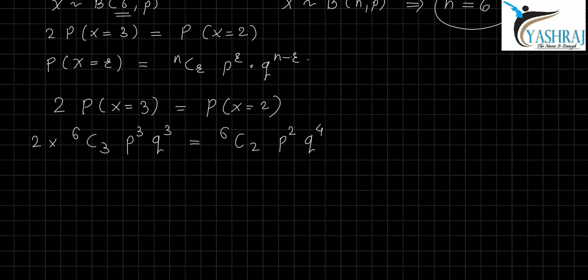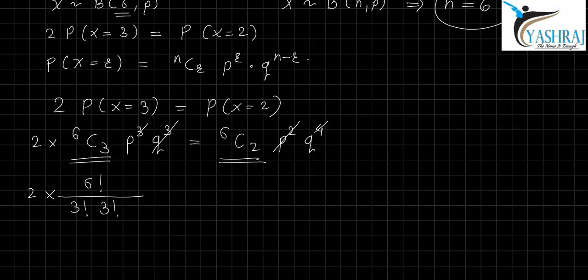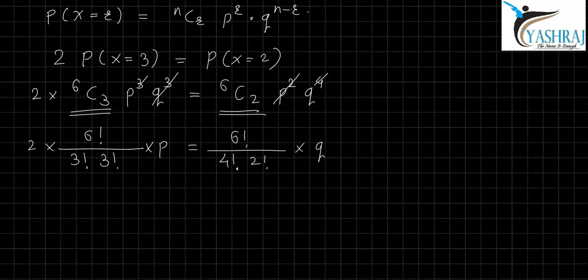Now try to formulate that 6C3 and 6C2, and keep in mind p square and q cube from both sides get cancelled. So we might have 2 times 6 factorial divided by 6 minus 3 becomes 3 factorial into 3 factorial into, 1 of the p will remain over LHS. Now 6C2 gives us 6 factorial divided by 6 minus 2 becomes 4 factorial into 2 factorial into, 1 of the q will remain. Now try to convert 6 factorial in terms of 3 factorial.